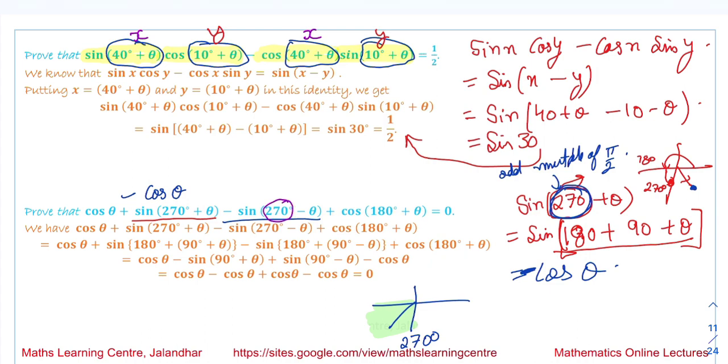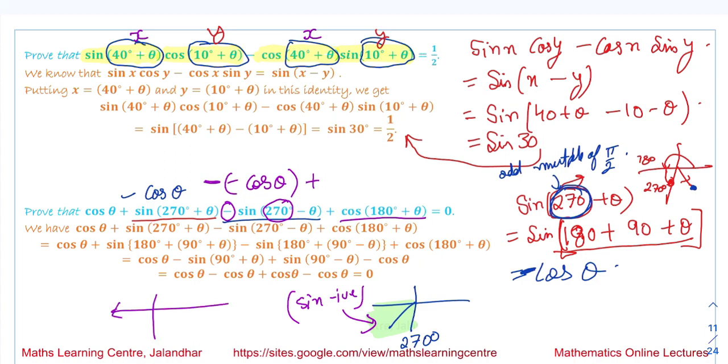So sine will become cos, and it is minus sine over here, and one minus sign is because of the fact that sine is negative in the third quadrant. So we are getting, it is minus of minus cos theta plus, it is cos of 180 plus theta. So this is the angle 180 degree. So 180 plus theta means it is in this quadrant. Again cos will be negative, so the answer we get, it is equal to minus of cos theta.